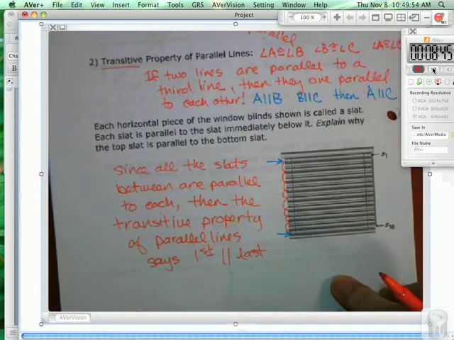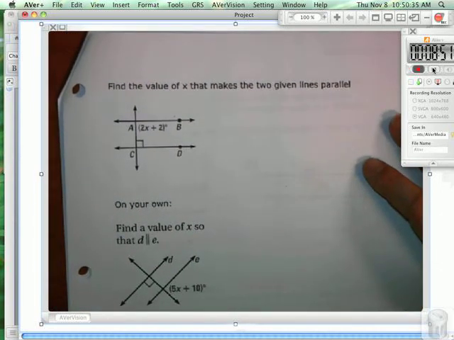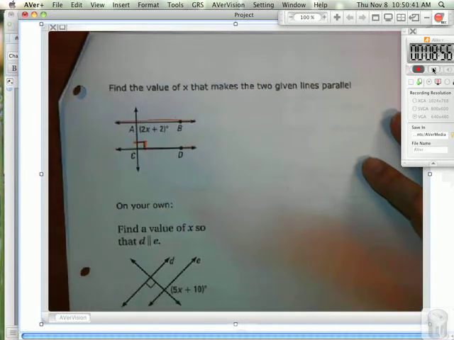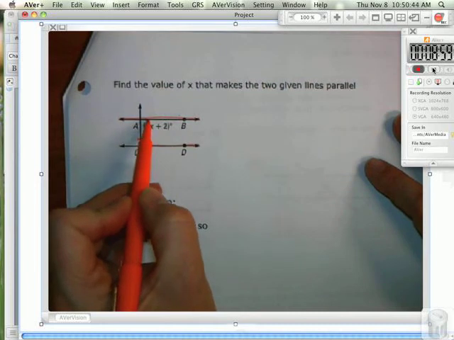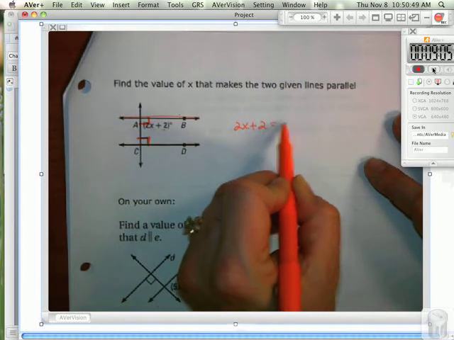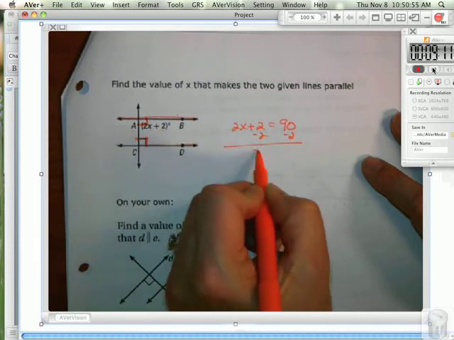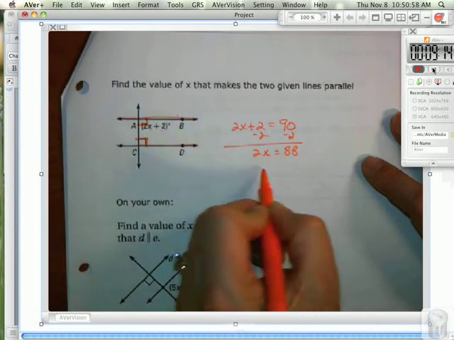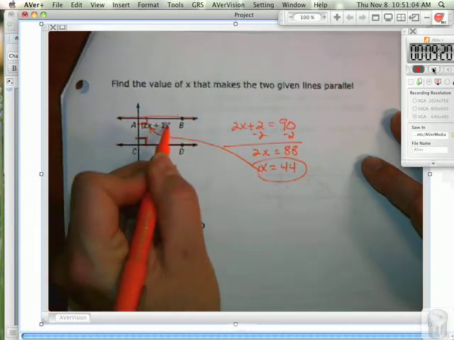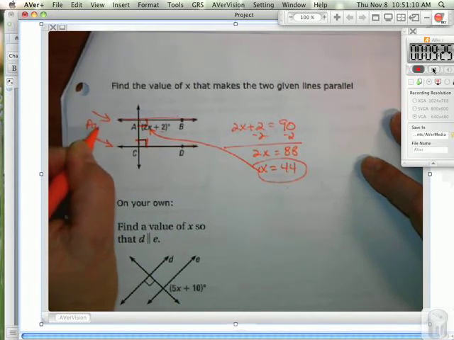Okay. Find x that makes the two given lines parallel. Hey, eyes up here. If these lines are parallel, and this one is 90 degrees, what does this have to be? 90 degrees. Okay, so that means that 2x plus 2 has to equal 90. Subtract 2, that equals 88. x equals 44. That means x has to be 44 to make this 90. And if they're both 90, then this line and this line are parallel. That is awesome. Okay?